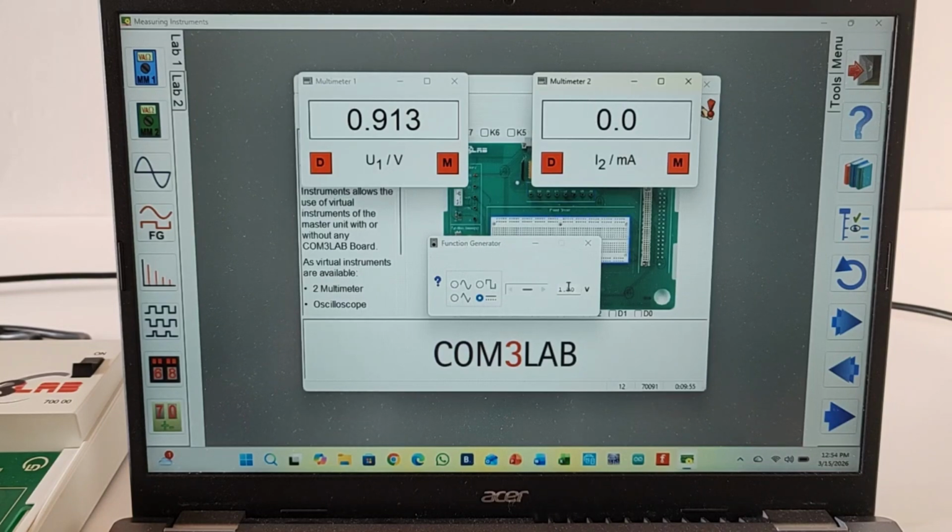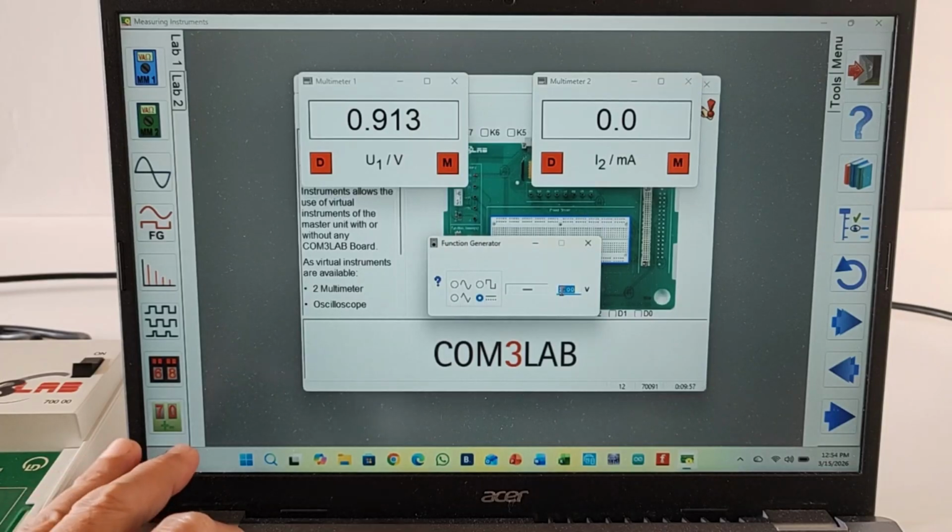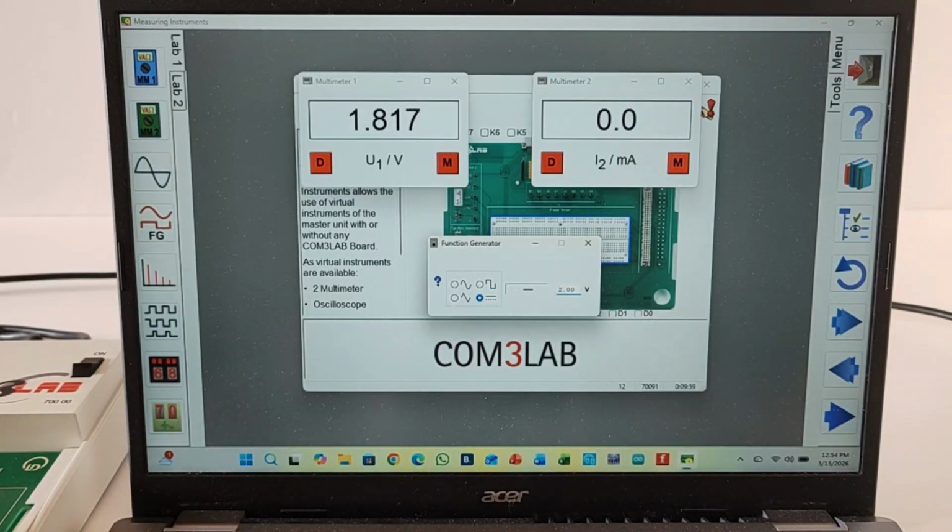Now, let's increase the voltage on the source. I'll make it 2 volts. Enter. You can see now the voltage across the load increased proportionally, became 1.8 volts. So from 0.9 to 1.8. And the Zener current is still very small. Why? Because the diode is still in reverse bias, and the voltage across the Zener diode is still less than the reverse breakdown voltage. Now, let's increase it to 3 volts.